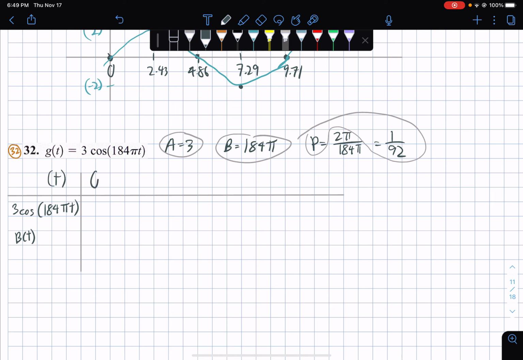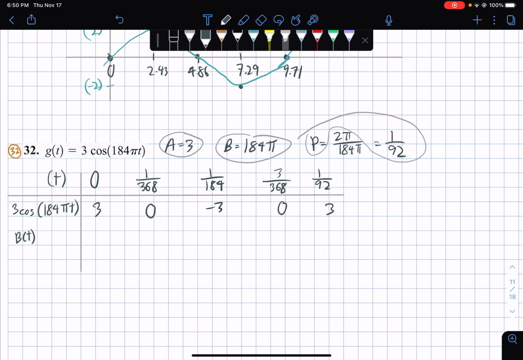So for the t variables, we start from 0 all the way to 1 over 92. 1 over 92 divided by 2 is 1 over 184. 1 over 184 divided by 2 is 1 over 368. So I'm starting to guess that this is 3 over 368. But of course, if you want to be really sure, do the traditional method that I've taught you for quite a while now. So now multiply the t variables to 3 cosine 184 pi. You get the following: 3, 0, negative 3, 0, positive 3.